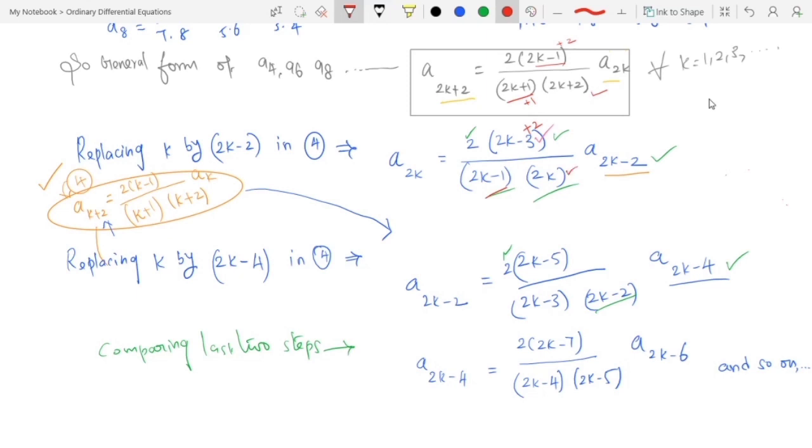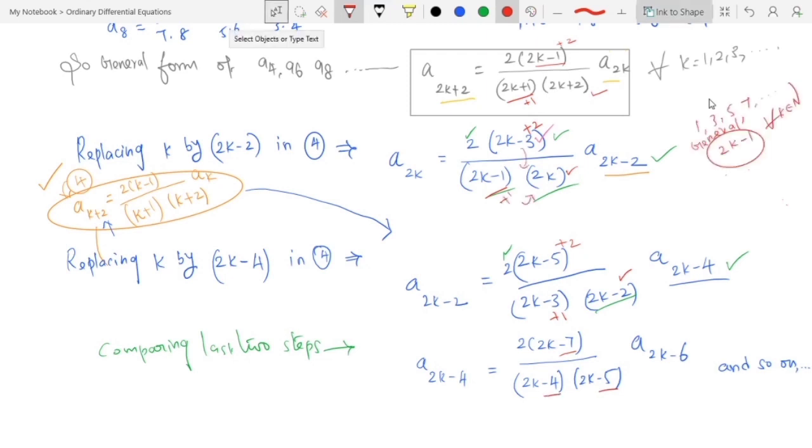Similarly, if it is 2k minus 5, add 2 with this, minus 5 plus 2, that is minus 3. Adding 1, minus 3 plus 1, that is minus 2. Check here also. Adding 2, minus 7 plus 2, that is minus 5. Adding 1, minus 5 plus 1, that is minus 4.